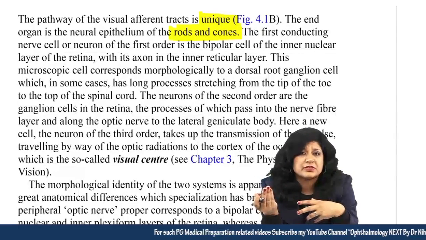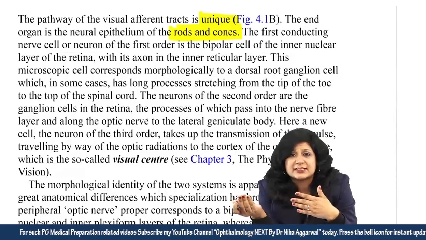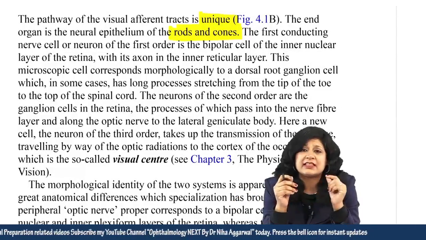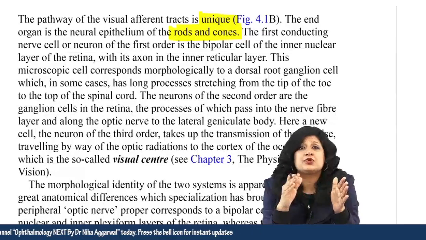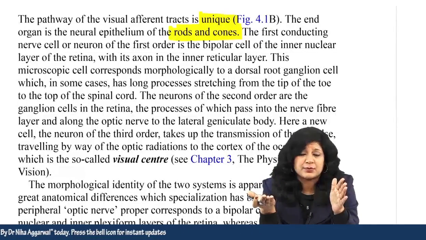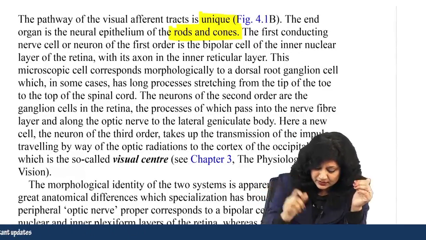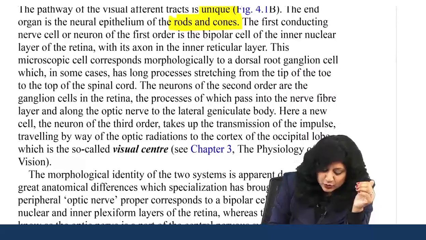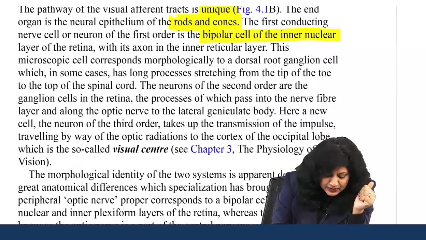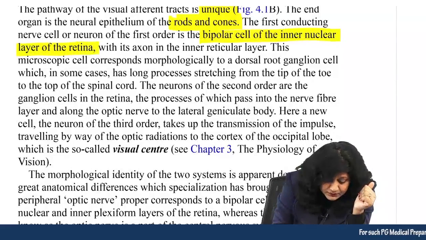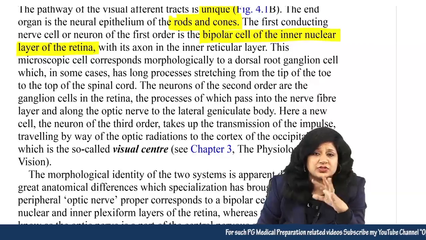There is a lot of controversy about whether these are first order neurons or whether the bipolar cells are the first order neurons. In that way, they are just the receptors. But if you consider that first order neurons are the neurons where you have the generation of the potential, then the eye is the only organ where that happens. The first conducting nerve cell, the neuron of the first order, is the bipolar cell of the inner nuclear layer of the retina.